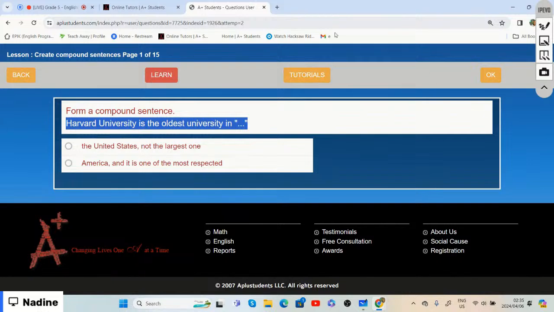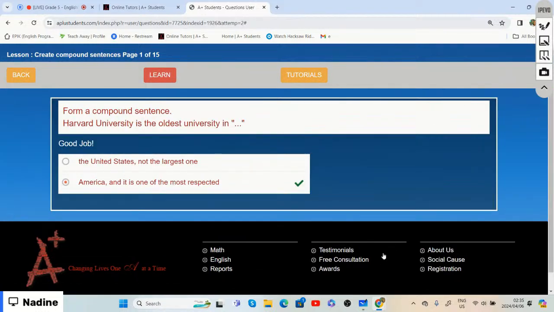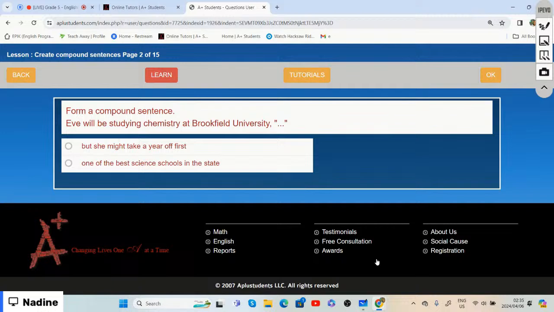All right. So if we say "Harvard University is the oldest university in America, and it is one of the most respected," well done. The second option is correct.